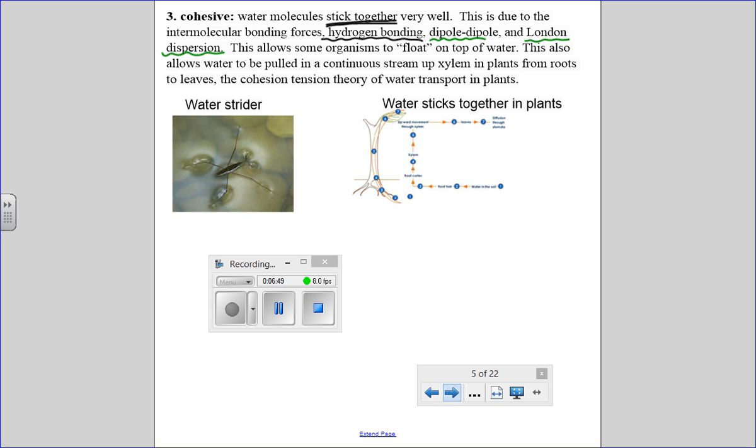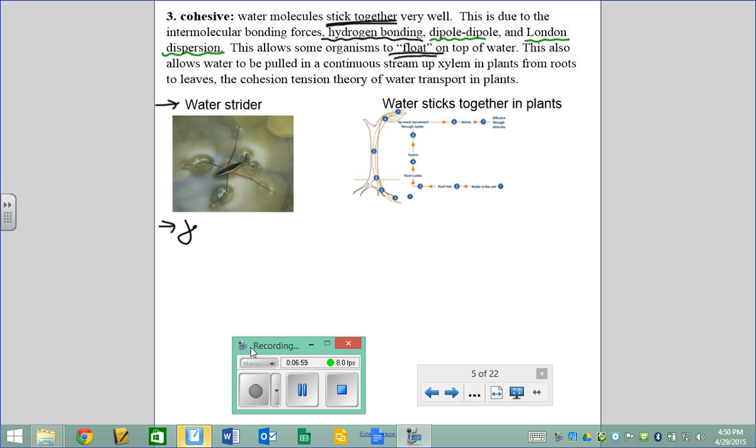Because water molecules stick together so well, some organisms can float on the top of the water, like a water strider. That's this insect here. You might have also heard of something called the Jesus lizard. I can't show you a YouTube video and then record it and post it on my own YouTube page, but I can tell you, look it up. Look up a video of the Jesus lizard. The lizard is running really fast, and because the surface tension of the water, so the fact that the water is sticking together so well, is so high, the lizard appears as though it's walking on water. It's quite a cool thing.